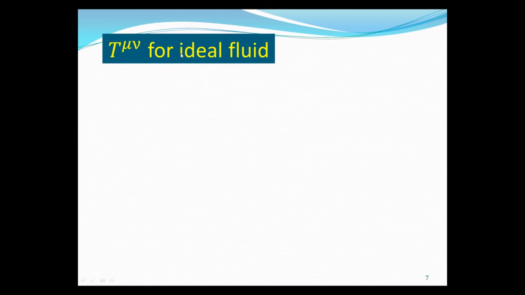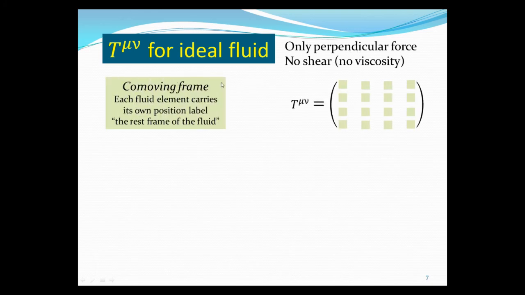Now, to us, it's very important to know the energy momentum tensor for the ideal fluid. Ideal fluid means it has no shear force, no viscosity. It's only perpendicular force. So, in particular, we can work out the case for T mu nu in the ideal fluid for the so-called co-moving reference frame, in which each fluid element carries its own position labels. So therefore, of course, if you carry your own labels, however you move, you stay at the same label. So it's effectively the rest frame of the fluid.